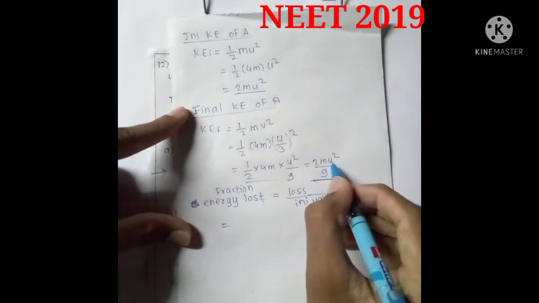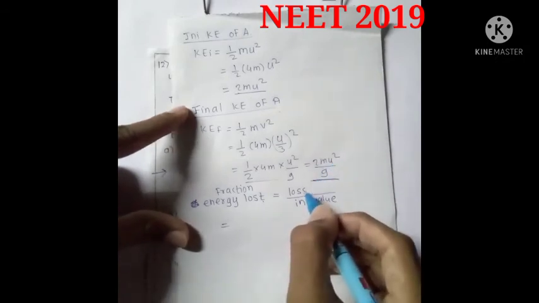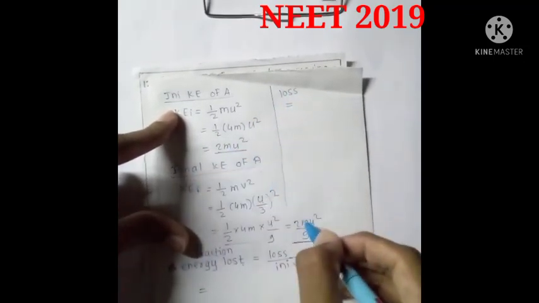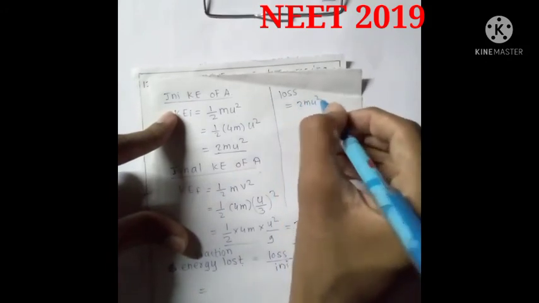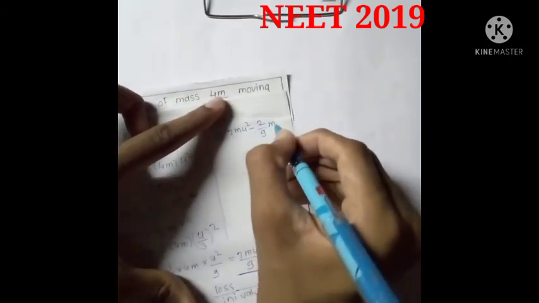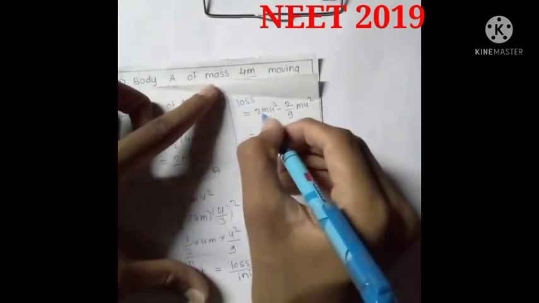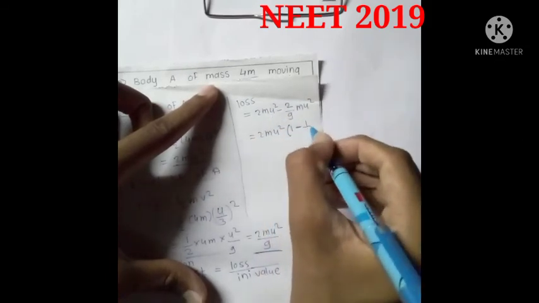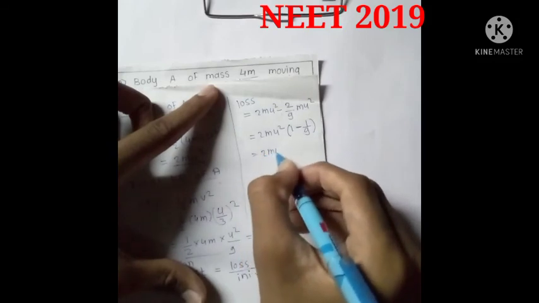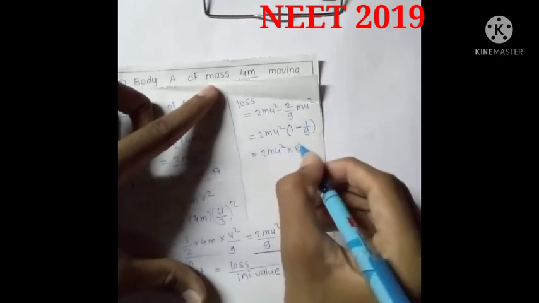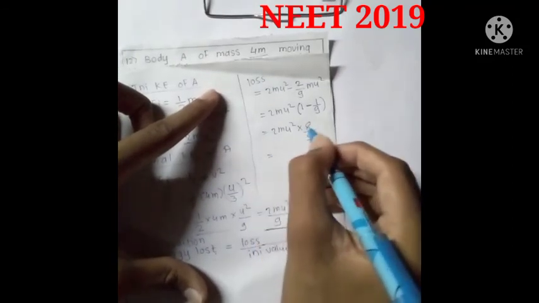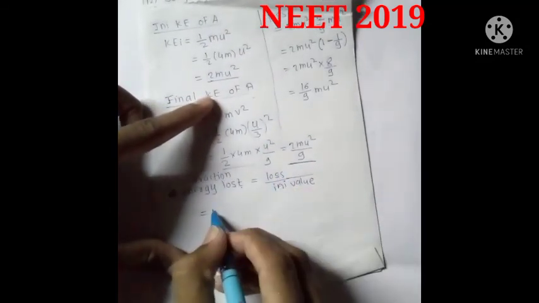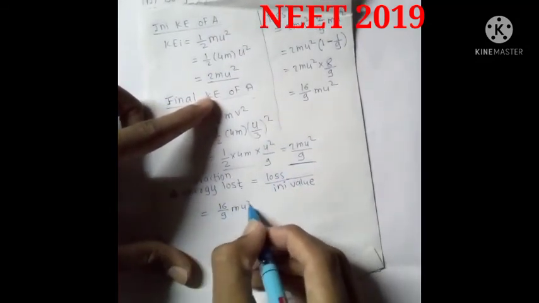We know final velocity is less, so we can calculate loss. So loss is initial value minus final value. So 2mu² minus 2 by 9 mu². Taking 2mu² common, here remains 1 and here remains 1 by 9. So 2mu² into (9 minus 1) by 9, that is 8 by 9. So this becomes 2 into 8, that is 16 by 9 mu². So loss is 16 by 9 mu².